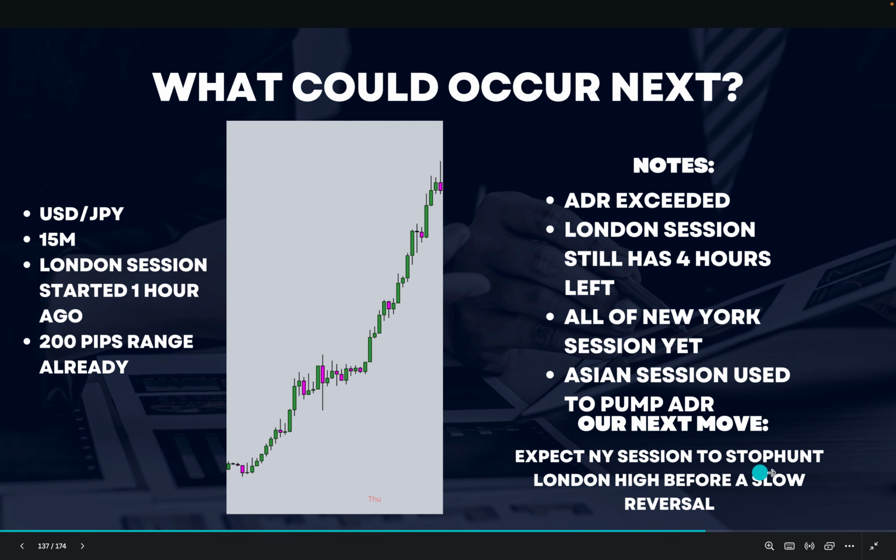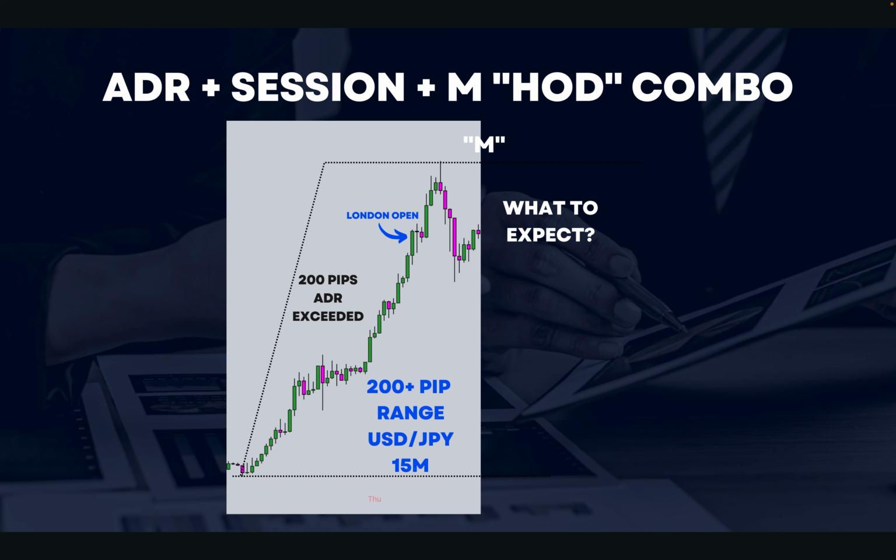So expect New York session to stop hunt London high before a slow reversal. So here we have, once again, a little bit better picture of it. ADR plus session plus M, high of the day combo. So this is what we could maybe expect for after London session.